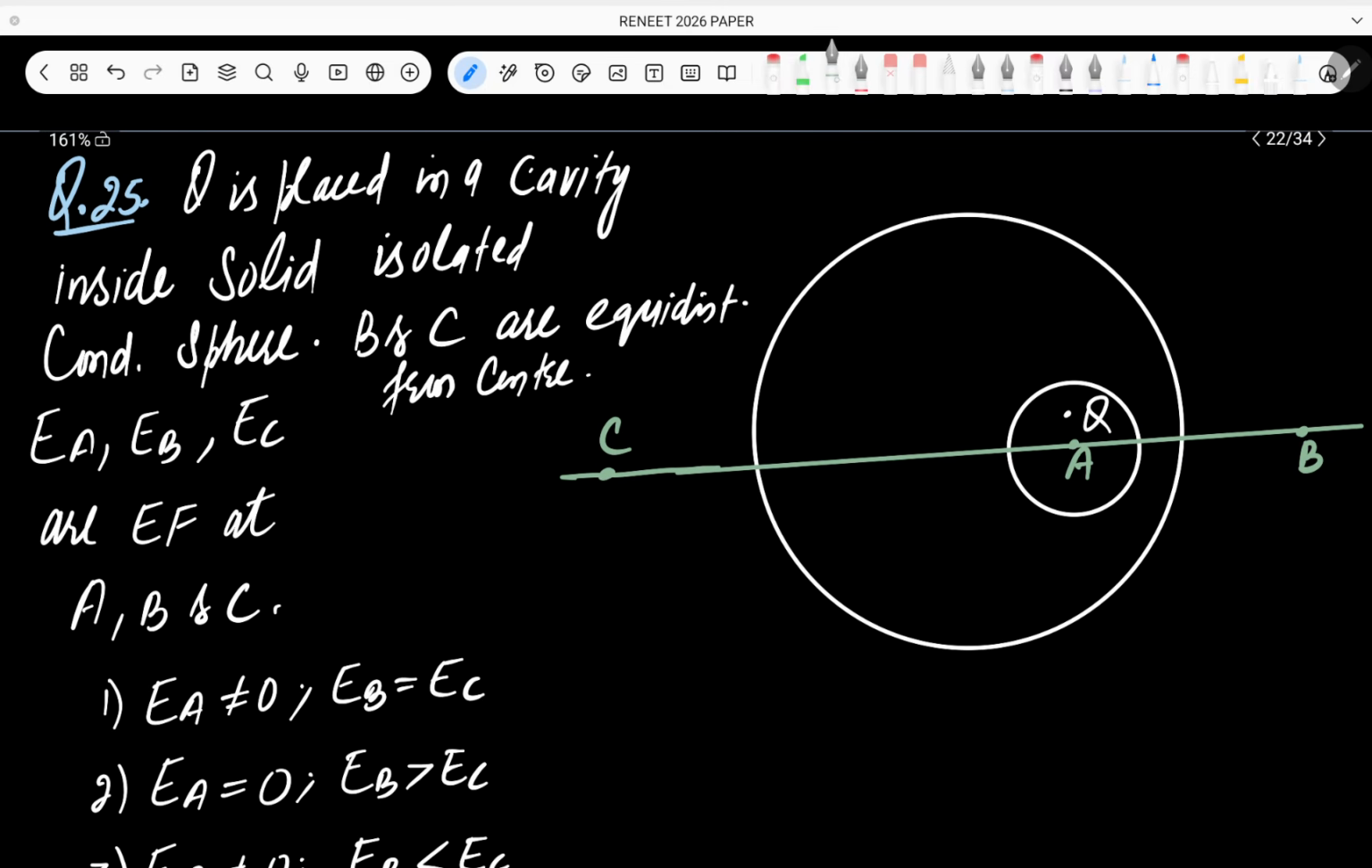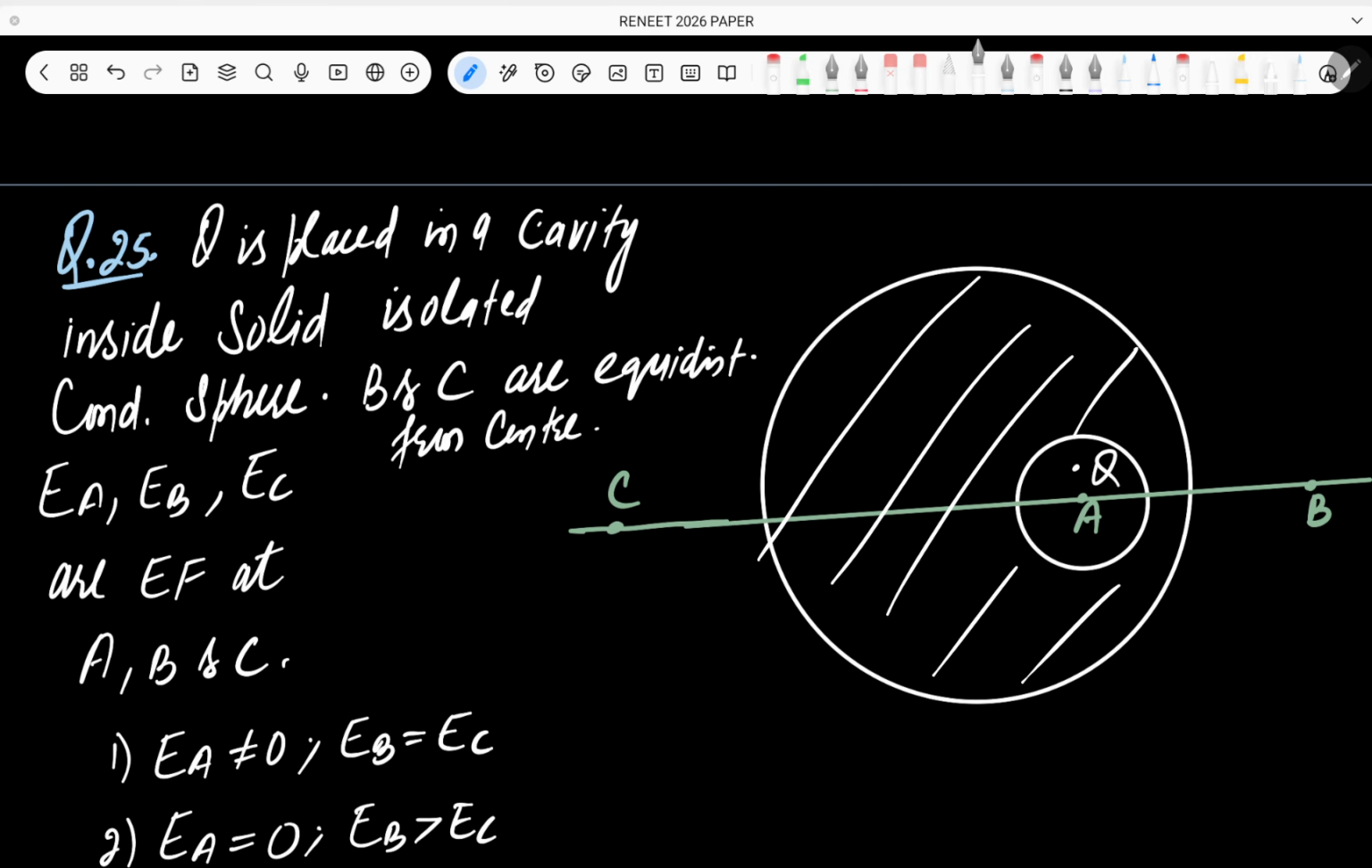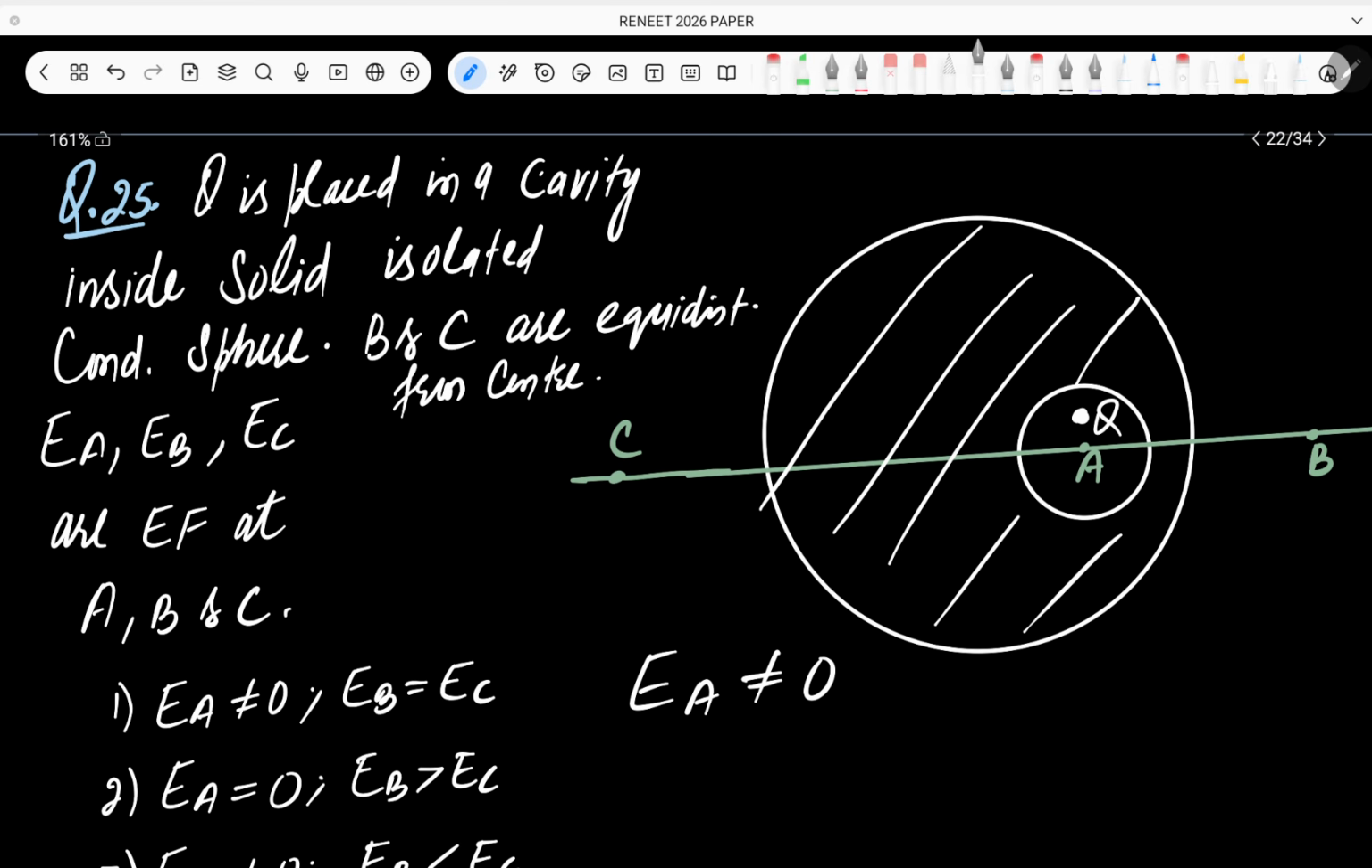Another question is there. Again, this question is not that difficult. It is an easier question. First and foremost, it is given that this is a solid sphere, and then there's a cavity, and inside this cavity there's a charged particle. So obviously when there is a charged particle inside this cavity, the first point you will write down is that the electric field inside this cavity will not be equal to 0. That's the first point.